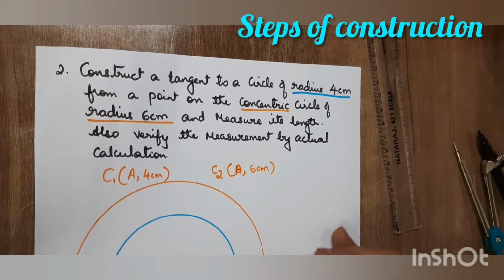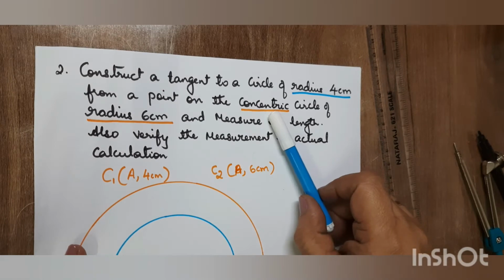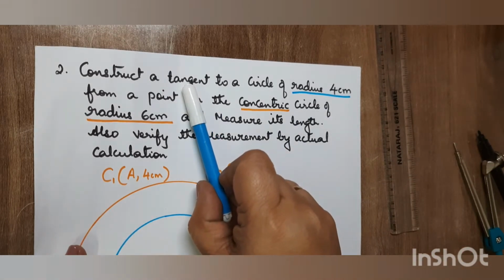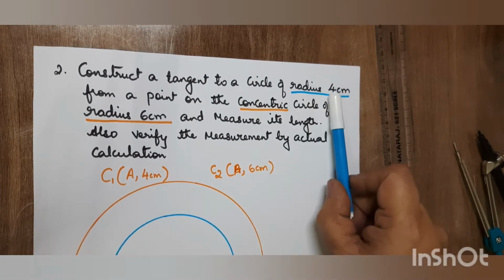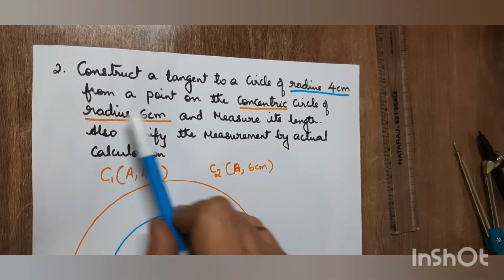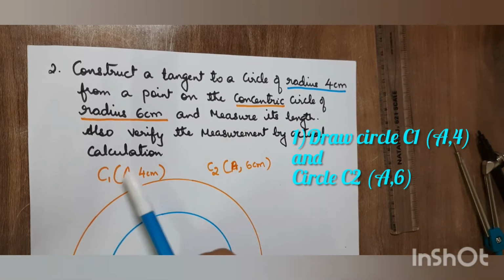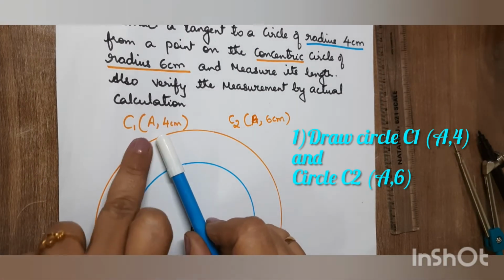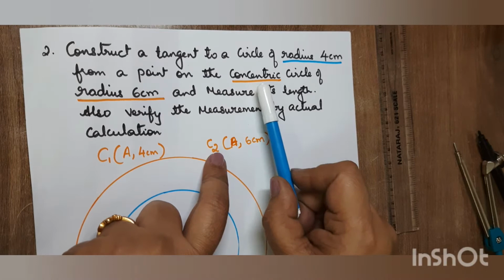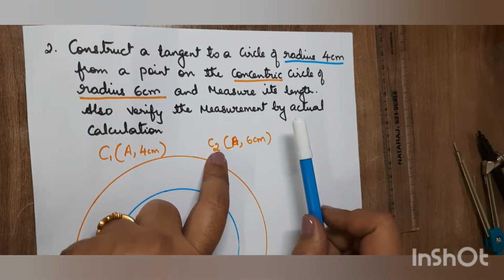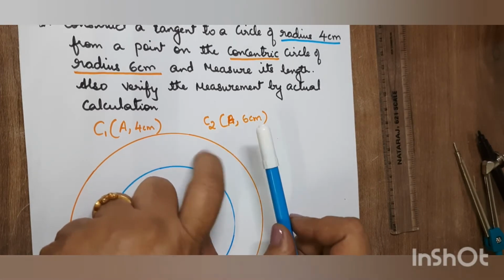The second sum: construct a tangent to a circle of radius 4 centimeters from a point on a concentric circle. Construct a tangent to a circle of radius 4 centimeters, from where? From a point on a concentric circle of radius 6 centimeters. So there are two circles, C1 with center A and 4 centimeters, and C2 also with center A because they are concentric. Concentric means same center, different radius.